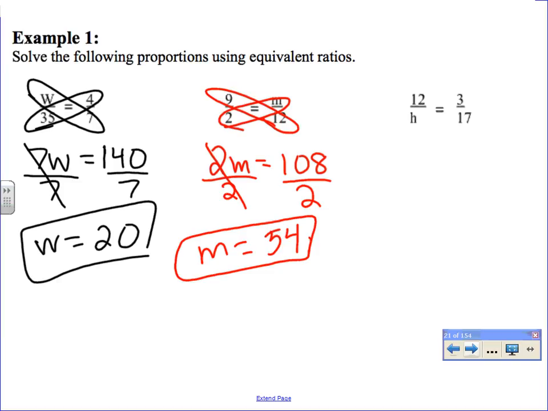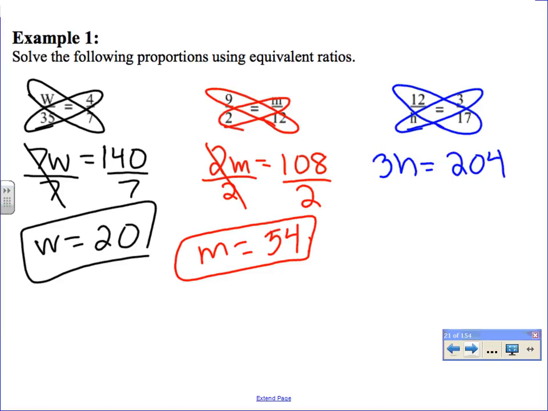So use cross products again. We're going to take H times 3, and then 12 times 17, so draw your butterfly. Again, I always start with the variable side. You don't have to. 3 times H is 3H. 12 times 17 is 204. So multiply across both ways. And then divide both sides by 3. Gio, what do we get?